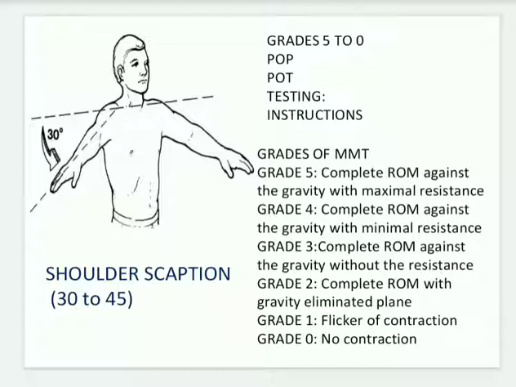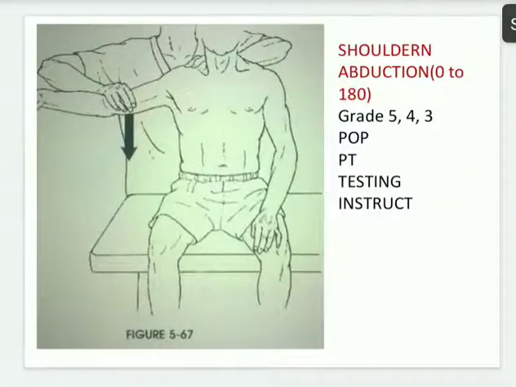And the instructions: raise your arm to the shoulder height, and don't let me push it down. These are the instructions given to the patient. And the grades of MMT are as follows. Complete range of motion against gravity with maximal resistance. Grade 4 is minimal resistance. Grade 3, no resistance. Grade 2, with gravity eliminated plane. And grade 1, flicker of contraction. And grade 0 is no contraction.